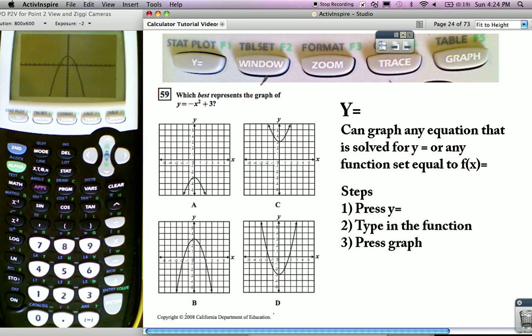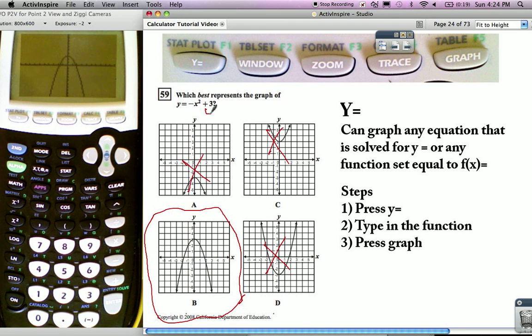Now, can it get any easier? Let's look at this. On comparing these graphs, it's obvious that this is wrong. This one doesn't have x-intercepts. Neither does this one. This one's the wrong direction. And here we go. You have to test quickly. Now, I understand, you should know this.